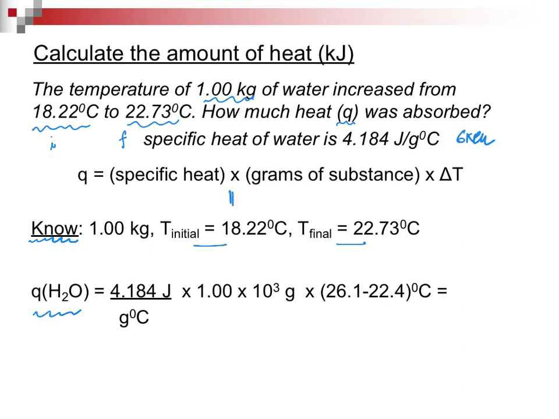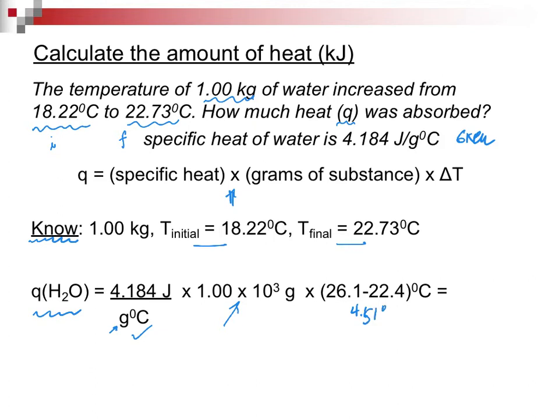Look back at the equation, and I hate to say plug and chug, but this is kind of where it comes into play. We've got our specific heat of 4.184. Since we have grams as our constant, we need to put our mass in grams. And we have our temperature difference, 26.1 minus 22.4.